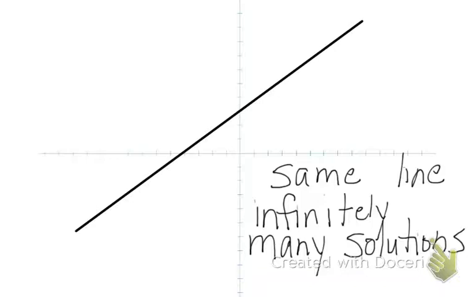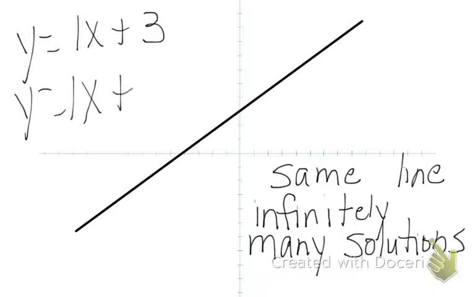Now in this graph, it looks like there's only one equation, one line, but actually there are two equations. They just happen to be the exact same equation. For example, if the equation is y equals 1x plus 3, the other equation would also be y equals 1x plus 3. So when the graphs are on top of each other, they would cross at this point, this point, this point, this point, all the points on the line. So the answer is infinitely many solutions.